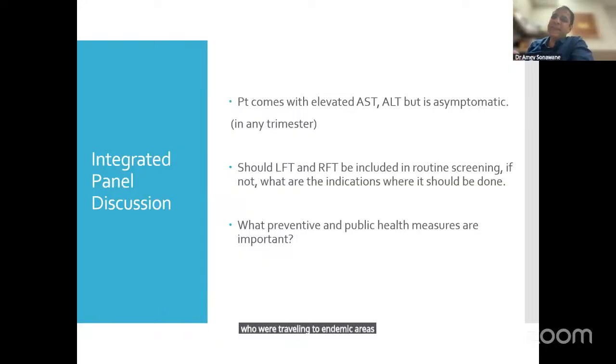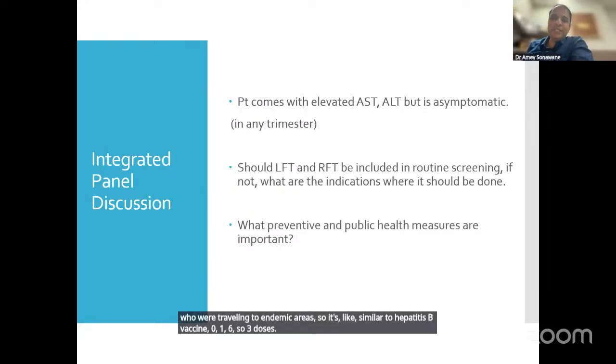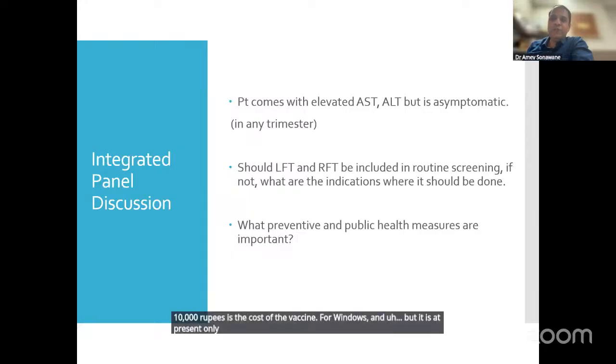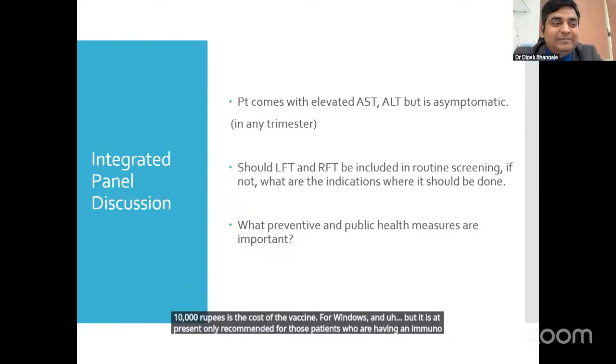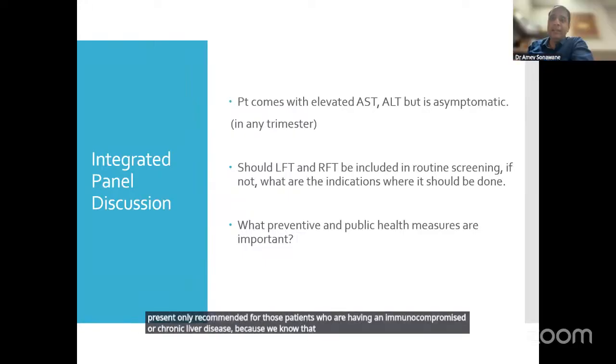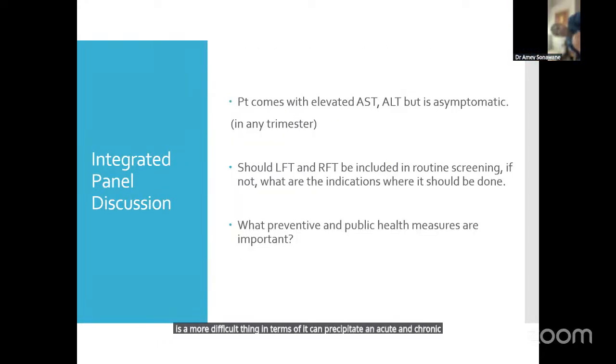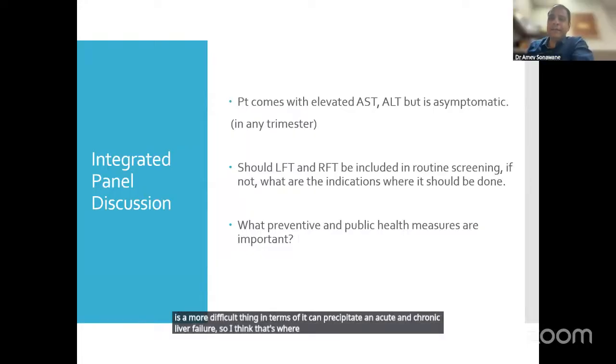So it's similar to the hepatitis B vaccine, 0, 1, 6, so 3 doses. 10,000 rupees is the cost of the vaccine for one dose. But it is at present only recommended for those patients who are immunocompromised or have chronic liver disease, because we know that hepatitis E in a CLD patient is more difficult, in terms of it can precipitate acute on chronic liver failure. So I think that's where it's currently indicated.